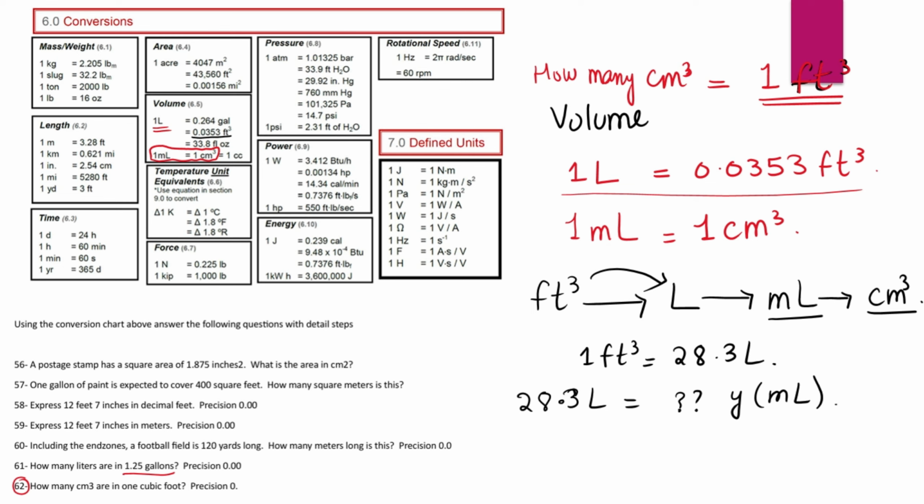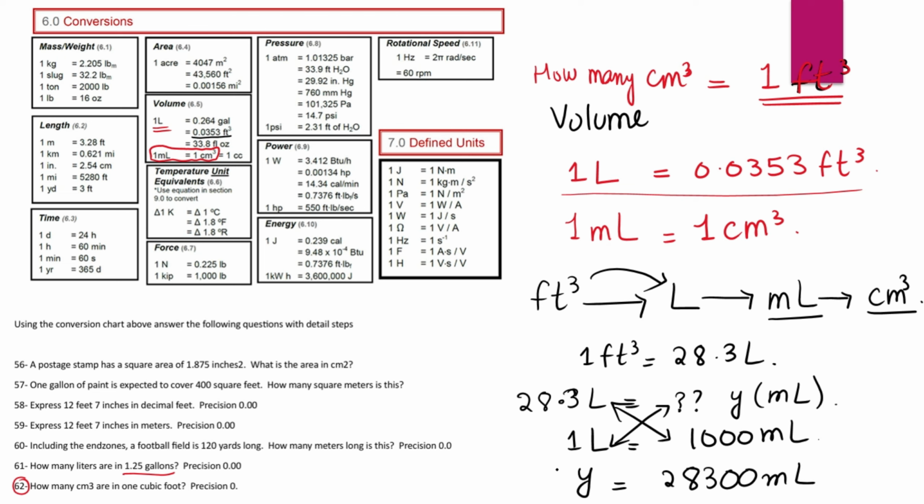So we know the conversion. We say 1 liter is equal to 1000 milliliter. You need to remember this. Now do the cross multiplication simply, and you will find your value. So y is equal to 28.3 multiplied by 1000, which gives 28,300, and you will get milliliter. So we have 28,300 milliliter.